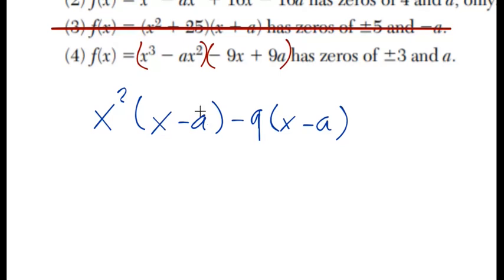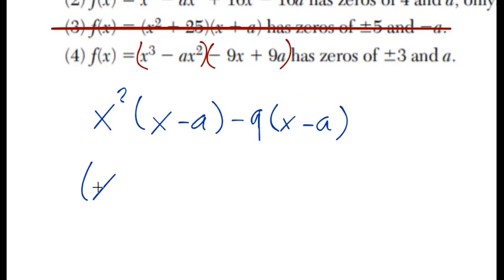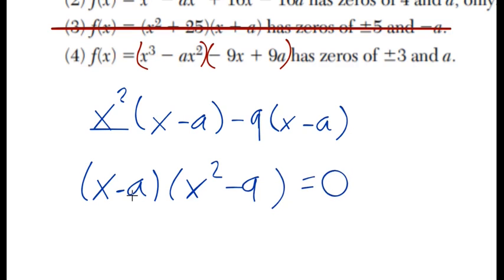Once you have this, you can look at these 2 expressions, and they both share an x minus a in common. So if I factor out an x minus a from both of those, this becomes an x squared, and this becomes a -9. Now, if that's equal to 0, x minus a equals 0, so a is a zero.